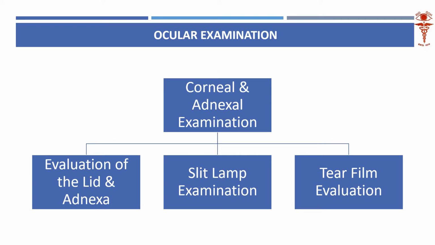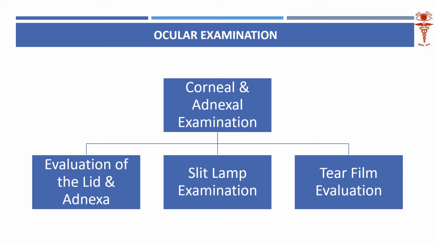So when you are trying to examine the cornea, it's not necessary to straight away go to examining the cornea. You will have to first examine the adnexa. Here you'll ask me, what is the adnexa? Adnexa is the structures around the eye, like the lacrimal sac and the lacrimal drainage system. So you'll have to first clearly examine the lid margin.